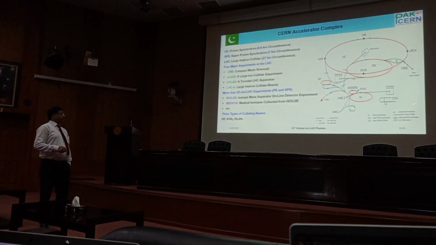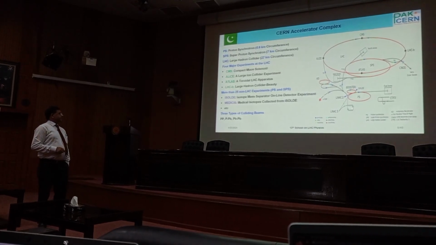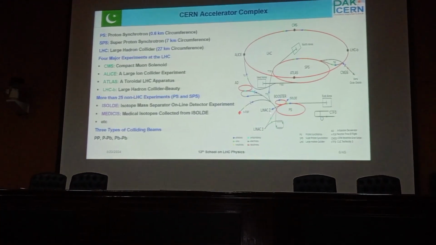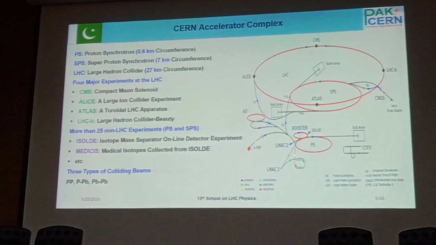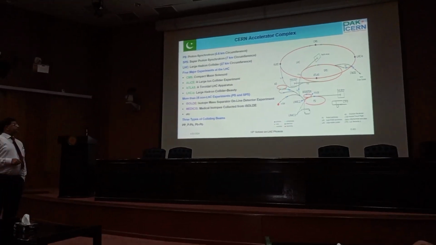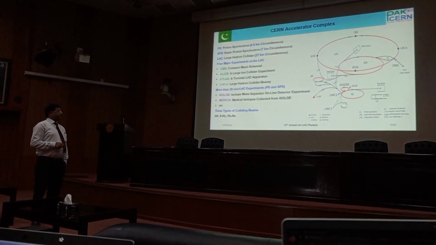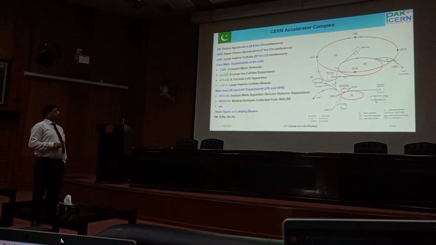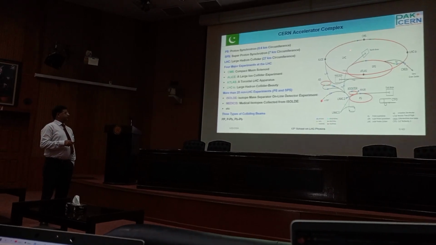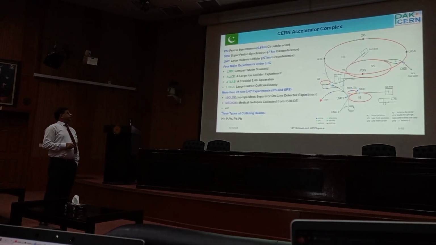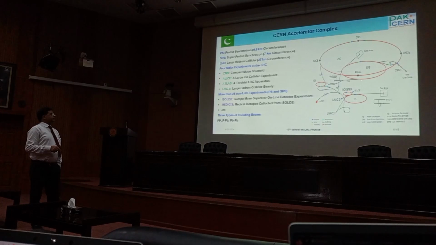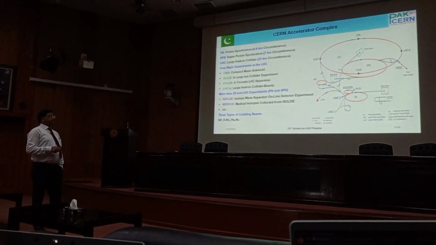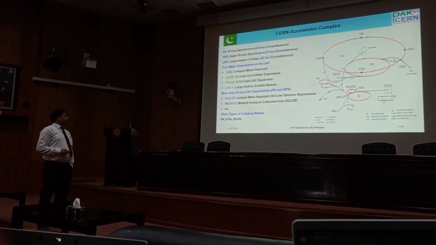This is the accelerator complex, and here are two sources, region 2 and region 3. One is for the proton source, another for heavy ions like the electron source. Then from the source, the beam is directed to the proton booster, and then to the proton synchrotron. From the proton synchrotron, the beam goes to the super proton synchrotron, and then towards the LHC. There are 4 experiments at the LHC, and there are other non-LHC experiments at the SPS and elsewhere. Pakistan is contributing in LHC experiments and in non-LHC experiments.